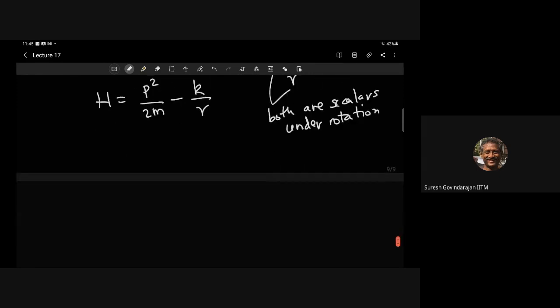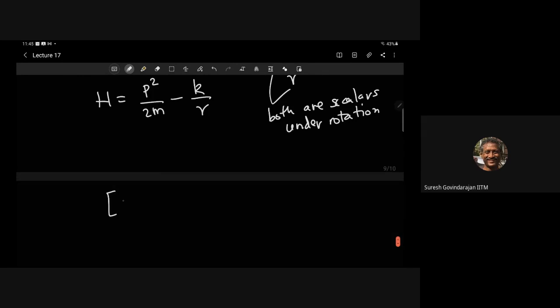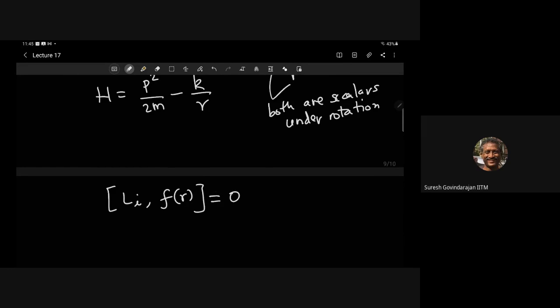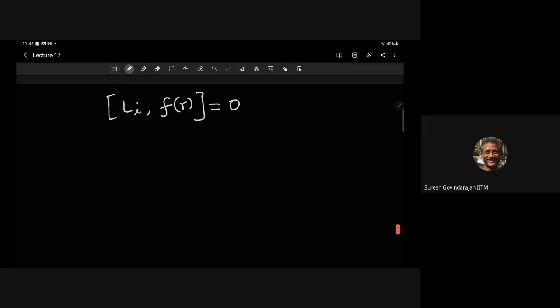So for instance, more generally, check this also: Li with f of r, any arbitrary function of r, should be 0. These are things which follow if you think about what it does. But you can also do the actual calculation and check. And you shouldn't trust all these fancy things. I always do it even the dirty way. But later I might just show the nice fancy way of doing it.